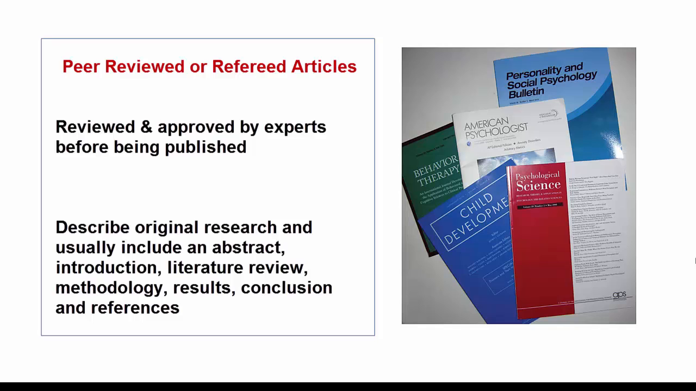Peer-reviewed or refereed articles go through an extensive process that puts them at the top of the credibility reliability pyramid. Articles have been reviewed and approved by subject experts before being published to ensure and maintain quality and accuracy. Articles report on actual research studies and usually include sections such as an abstract, an introduction, a literature review, methodology, results, conclusions, and references. Note that not all material in these publications is peer-reviewed, such as editorials, letters to the editor, and book reviews. This short video describes the peer review process.